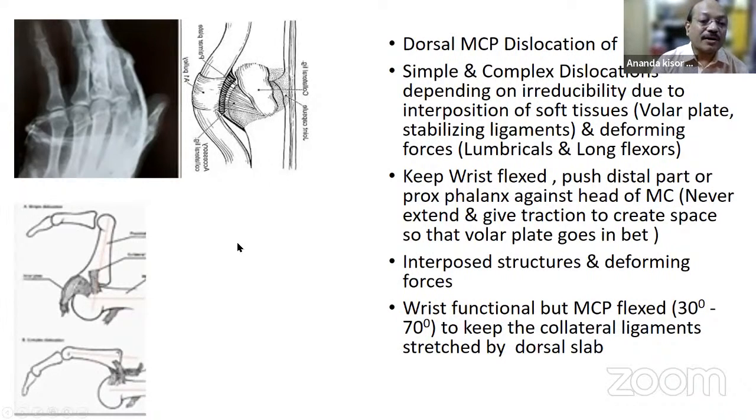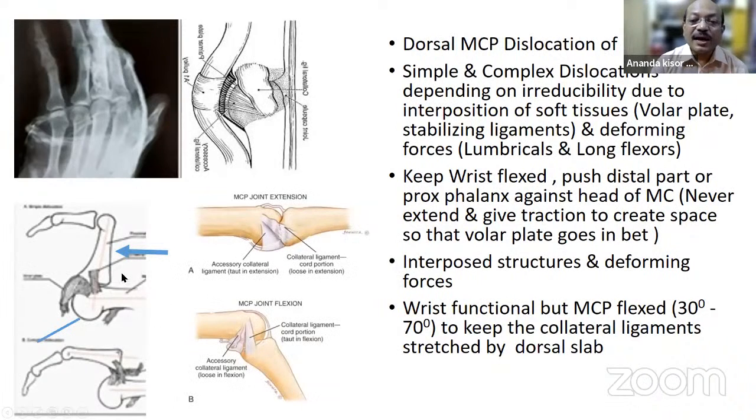Push the distal part, like the proximal phalanx, against the metacarpal head like this. The most important message is never extend and give traction on this, because this maneuver creates the space so that the volar plate goes inside it. So that is the most important. And what are the structures preventing this simple conservative treatment? That is interposed structures, and the deforming forces already discussed.